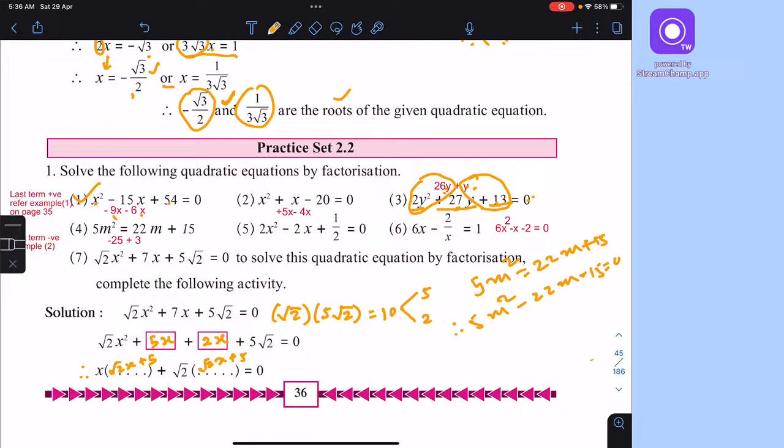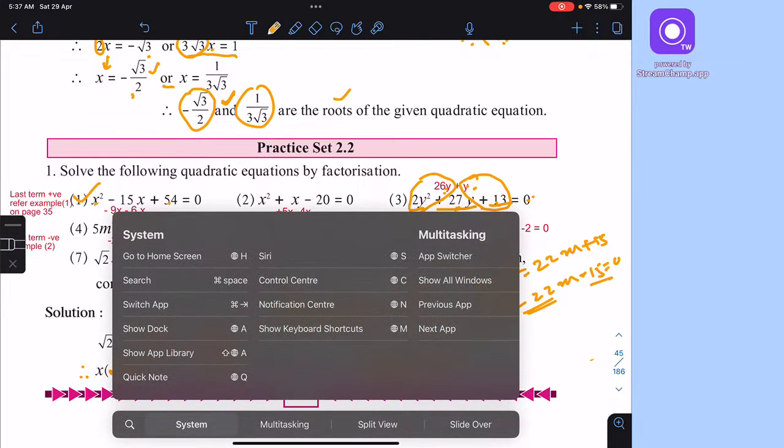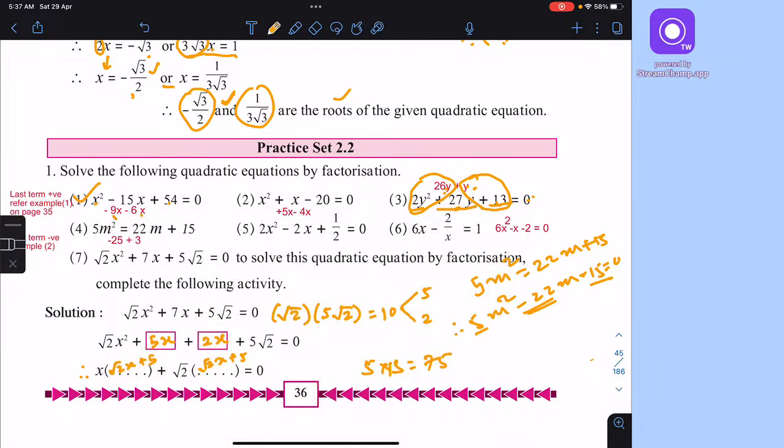Now here coefficient of m square is 5 and last term is 15. So those we have to multiply. 5 and 15 will get multiplied. That is 75. And you want factors of 75 whose algebraic sum is minus 22. Algebraic sum means sum along with the sign. So since the last term is negative, you want one term positive and one negative.